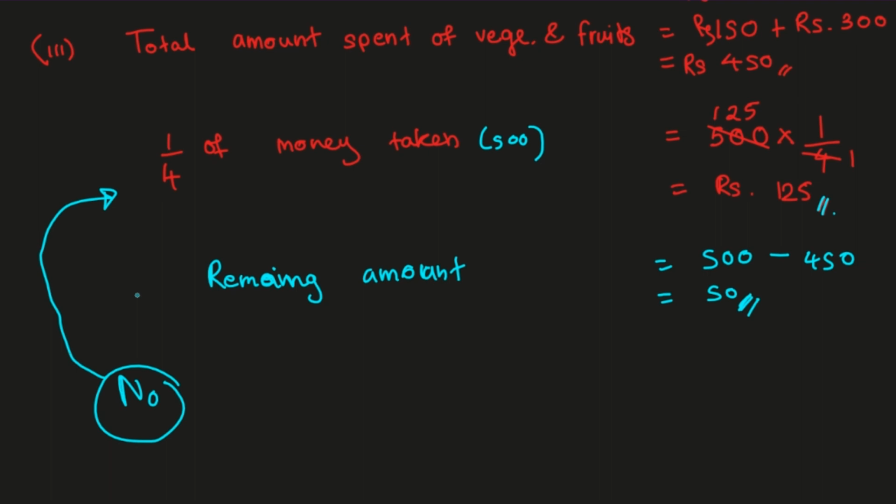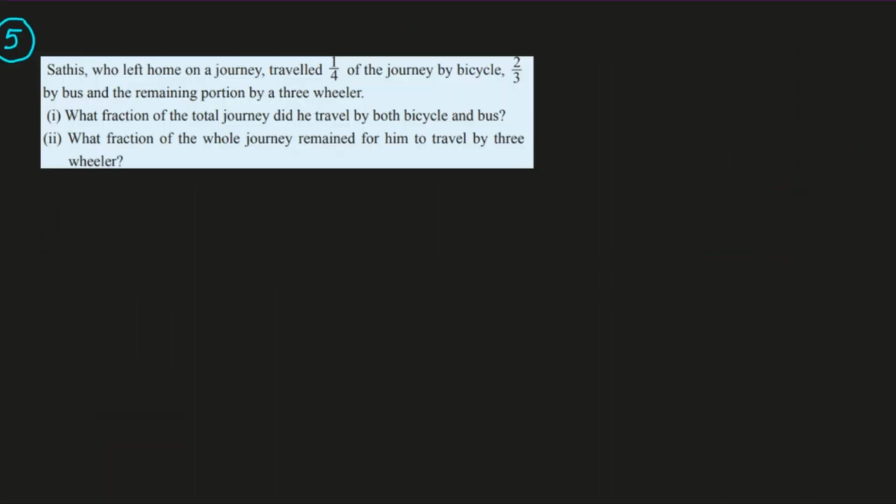Okay, great. Let's go to the fifth question. In the fifth question, it asks: Satish, who left home on a journey, traveled one fourth of the journey by bicycle and two-thirds by bus and the remaining portion by a three-wheeler. What fraction of the total journey did he travel by both bicycle and the bus? So let's find it. The first question.